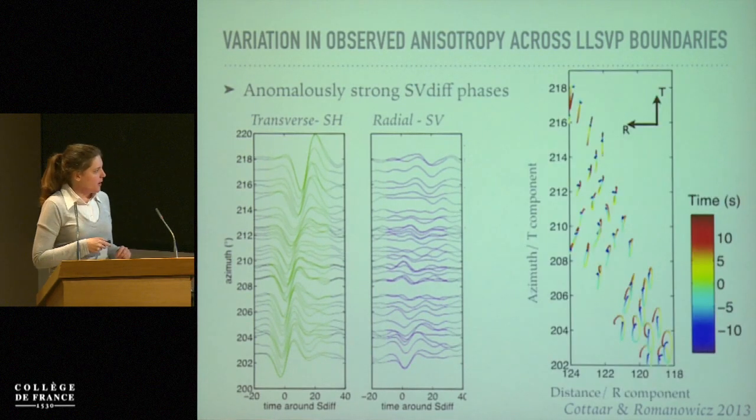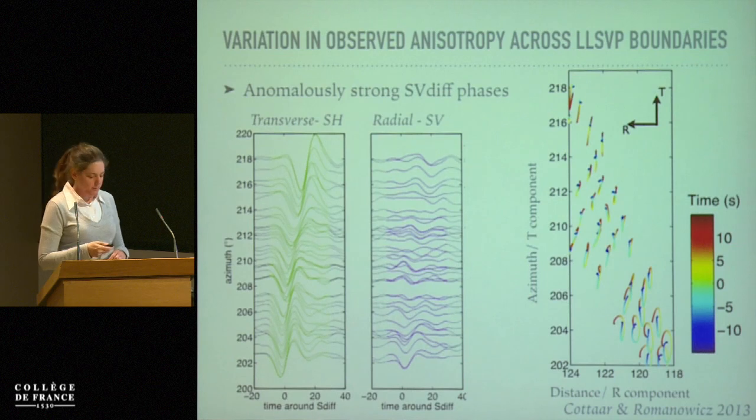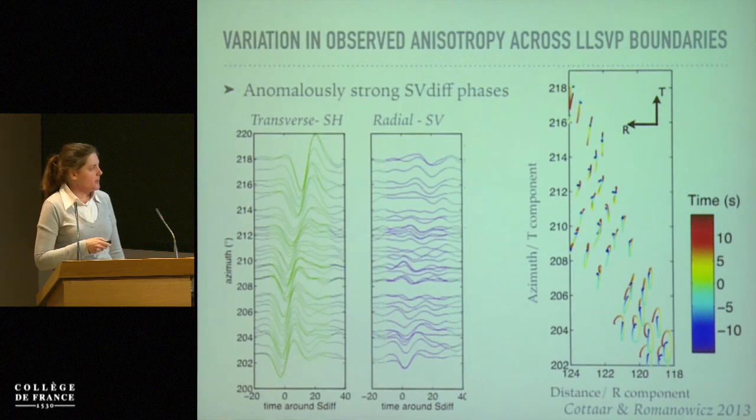And if we look at the particle motion, here I'm plotting both the horizontal components as a function of time. So time is running here from blue to red. And what we can see here is that in the southernmost stations, the waveforms have an elliptical particle motion, meaning there's a time offset between the SH and the SV component. And this is a signature of anisotropy, so they've traveled at two different speeds.